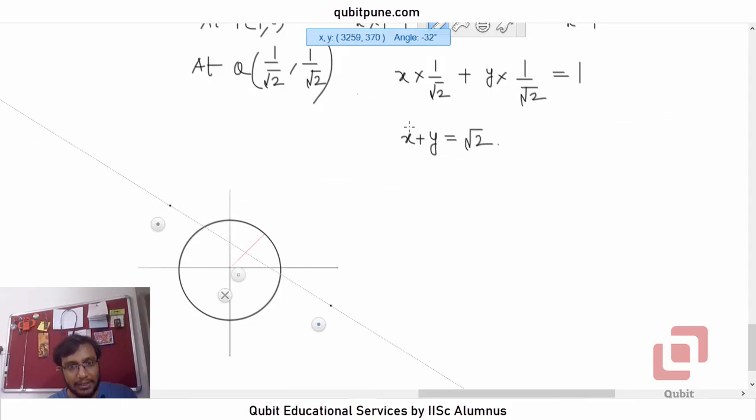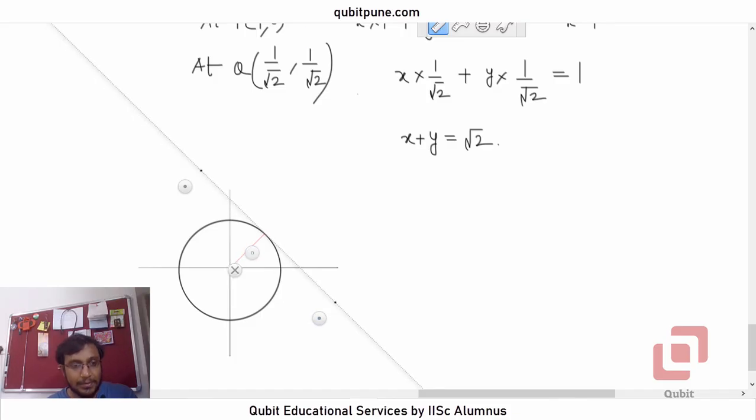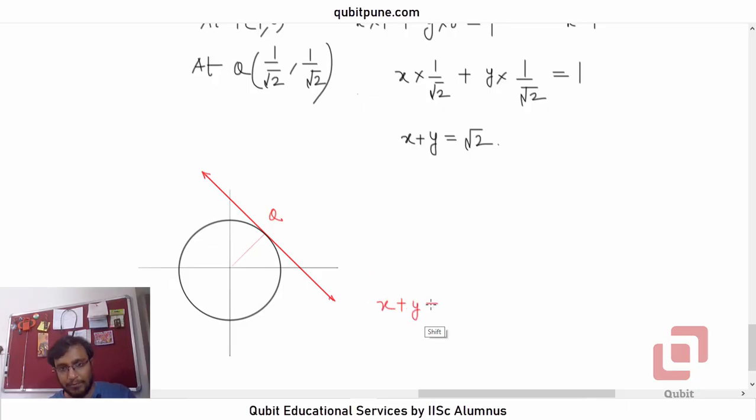So we need to now draw a line tangent to this. What angle should it be making? Negative 45. Yes, that's right. So this is the tangent at Q. Let me draw it in red color. This is the tangent at Q, so this is Q, and the equation is x plus y equal to root 2.